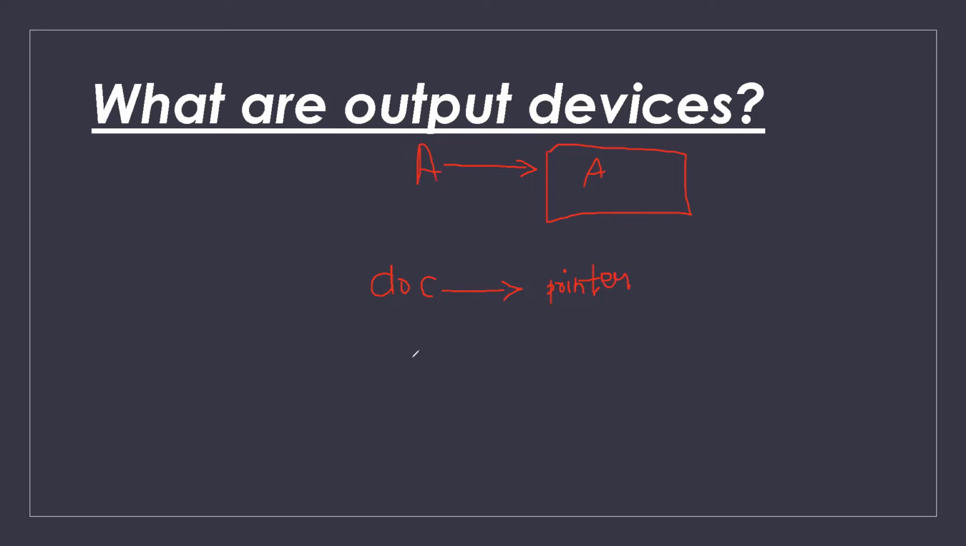One more example. If you want to play music, what will you do? You will go to the music player and click on a song. What will happen? You are going to be able to hear that song using what? Using the speakers. So speakers are also output devices. Clear with that? These are some examples of output devices.